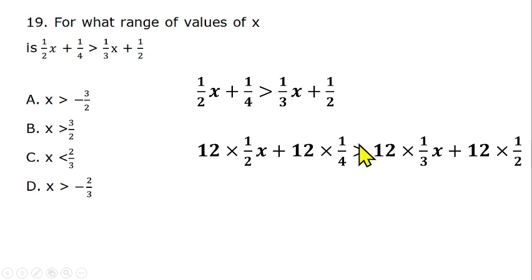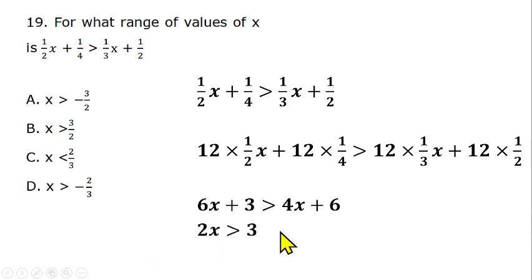So if you multiply through by 12, you have 12 times 1 over 2x plus 12 times 1 over 4 greater than 12 times 1 over 3x plus 12 times 1 over 2. 2 into 12 gives us 6, 4 into 12 is 3, 3 into 12 is 4 times x, that gives us 4x, and 2 into 12 is 6. So you have 6x plus 3 greater than 4x plus 6.